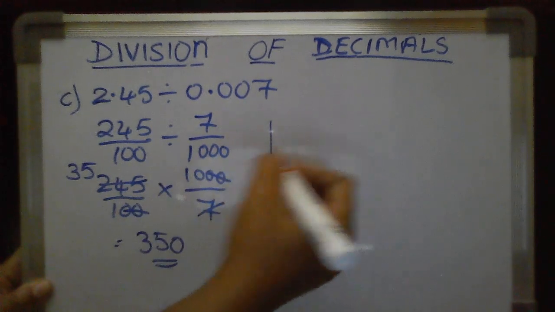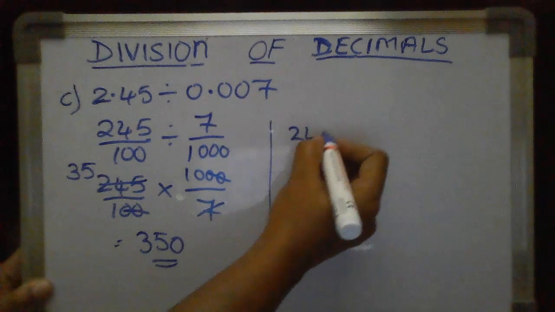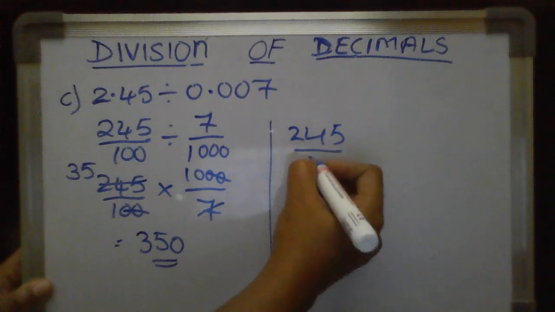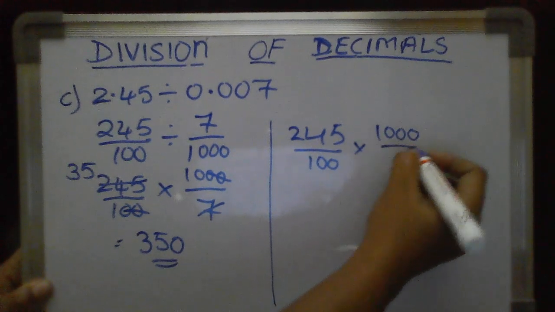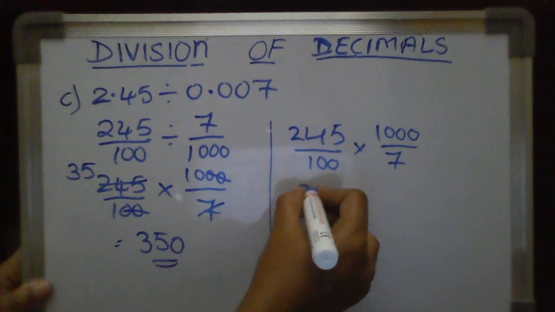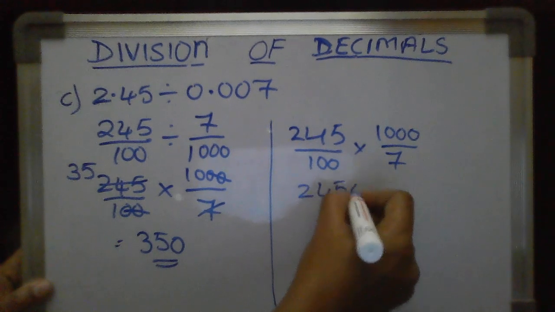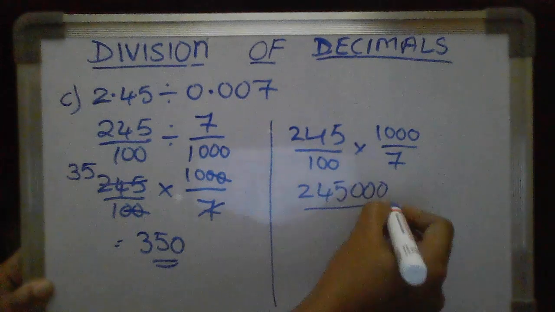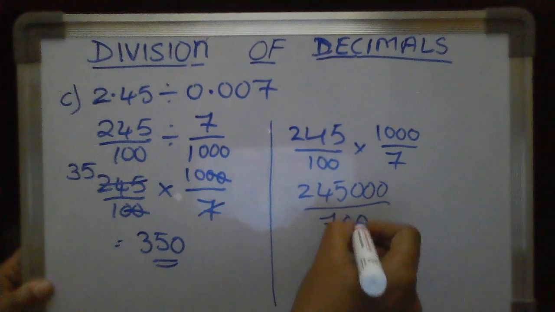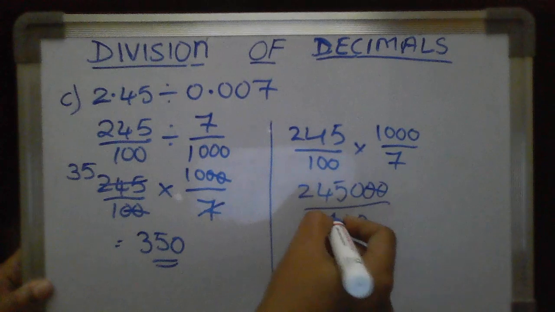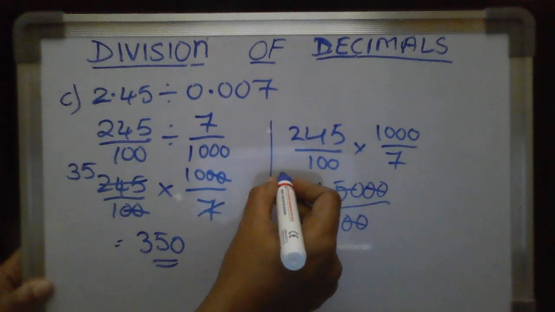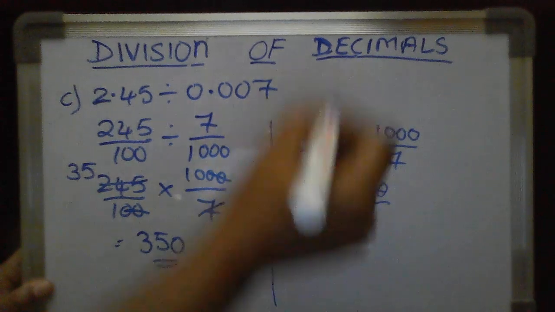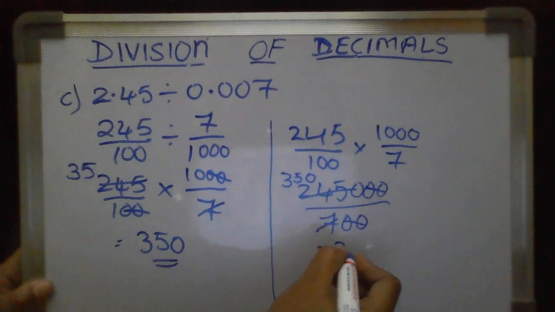You can also multiply and do it. So 245 by 100 into 1000 by 7. So it is 245,000 by 700. So I cancel the zeros here. 7 goes 350 times here. So it is 350.